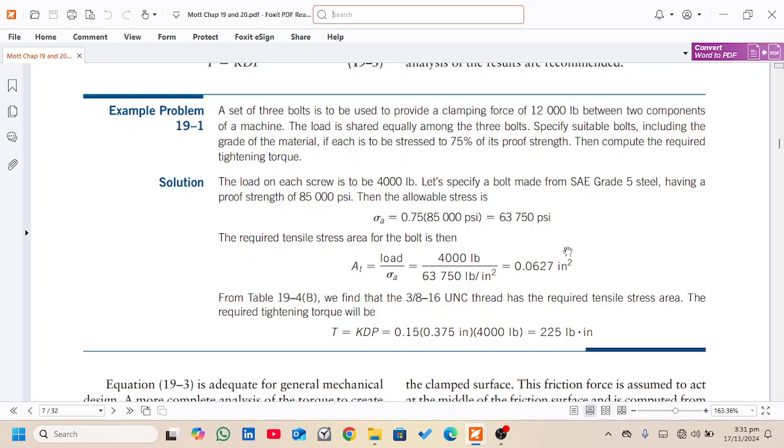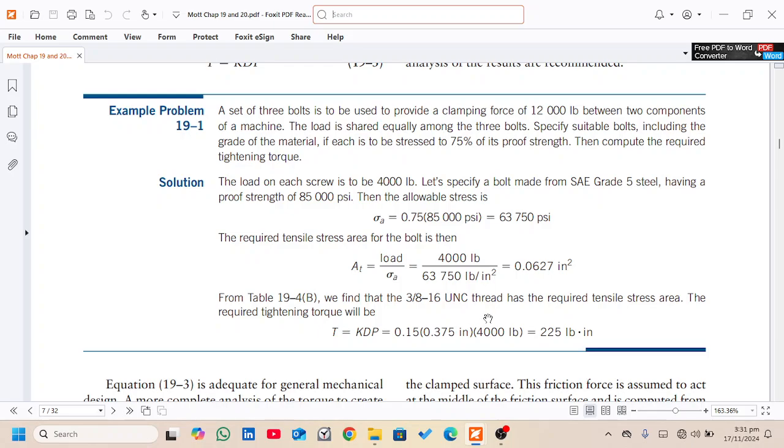63,750 psi. The required tensile stress area for the bolt is then area, which is actually the force over the stress, and force is 4,000 divided by 63,750. So area will be 0.0625 in square. From table 19.4b we find the 3/8-16 UNC thread has the required tensile stress area.